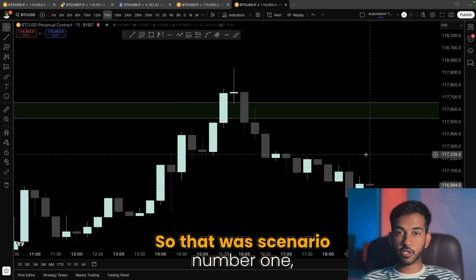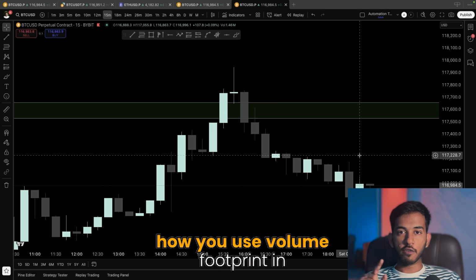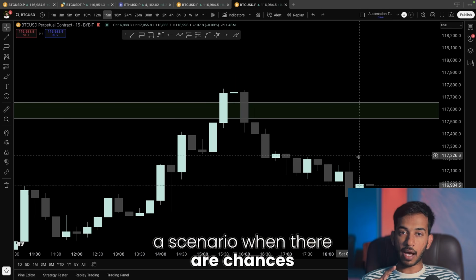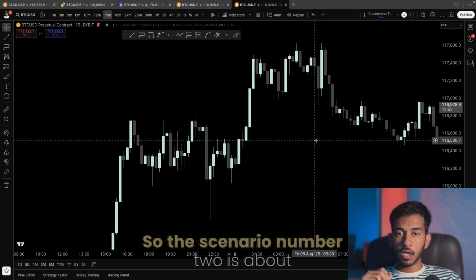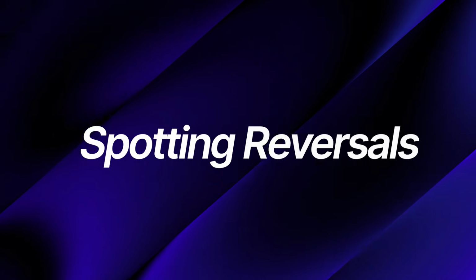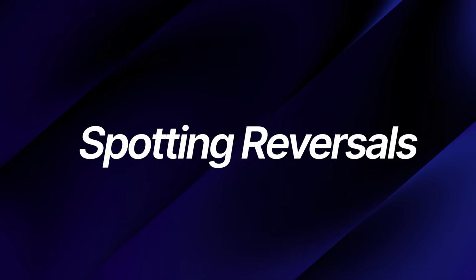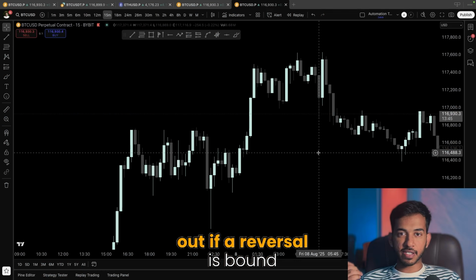All right, so that was scenario number 1, how you use volume footprint in a scenario when there are chances of a fake breakout. Now let's move to scenario number 2. Scenario number 2 is about spotting reversal. I mean, how do you find out if a reversal is bound to happen?